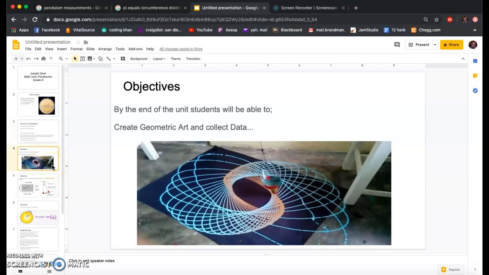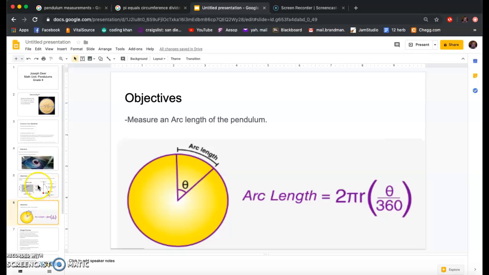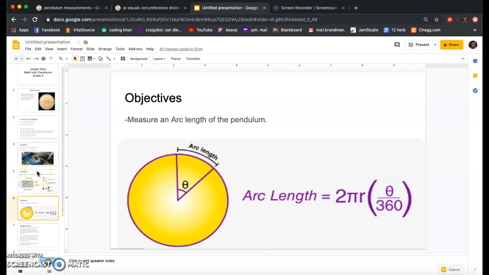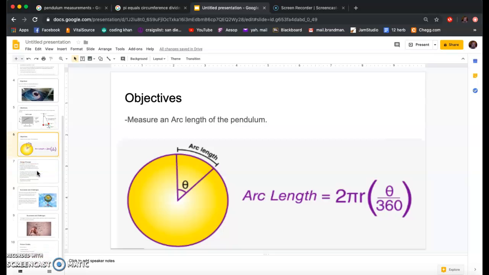So the objectives: by the end of the unit, the students will be able to create geometric art and collect data about it. They will measure and compare data from the pendulum swing using various lengths and weights. And also they will measure the arc length of the pendulum that they build.